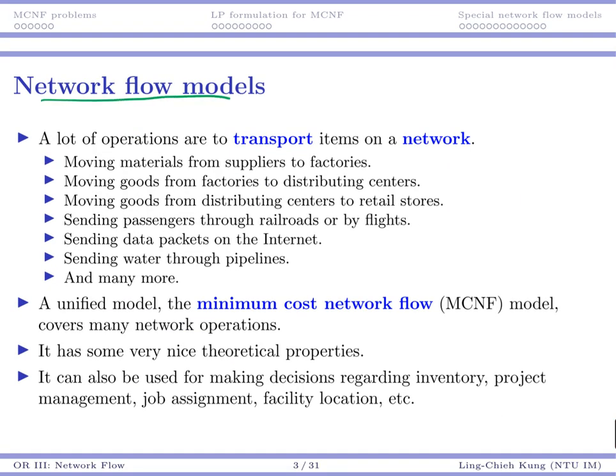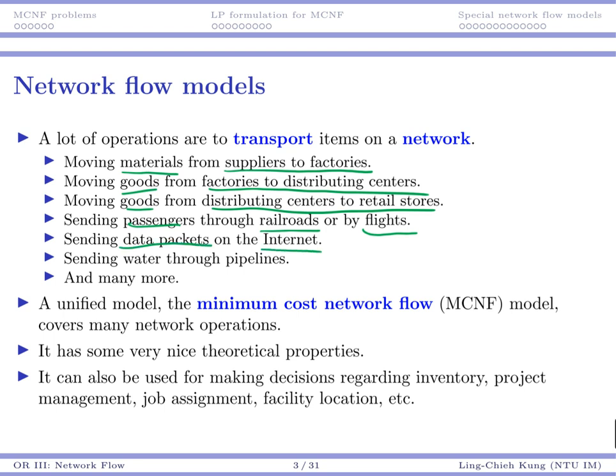So network flow models are pretty much one specific format of mathematical programs. These are used to study, for example, operations that are related to network transportation. We transport items on a network. So there are a lot of examples. When we want to ship from suppliers to factories, we may ship materials. From factories to distribution centers, we may transport goods. Also to retail stores. If we are talking about passengers, railroads or flights, they are used to transport passengers, right?